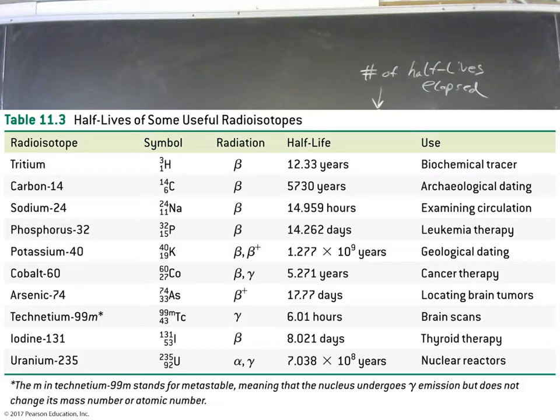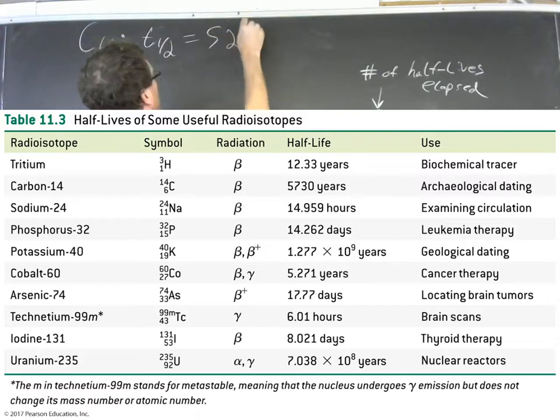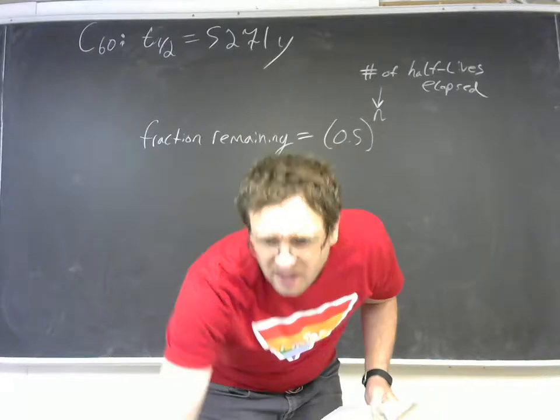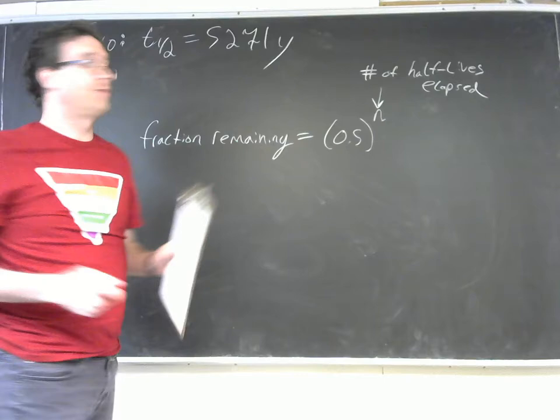So let's look at cobalt-60. For cobalt-60, the half-life is equal to 5.271 years. I want to make sure I get that right. 5.271 years. And we could have chosen any one of these. Cobalt was just an interesting one for me.